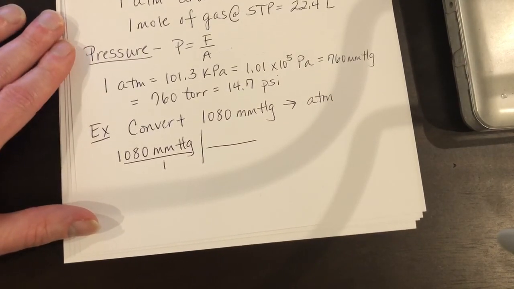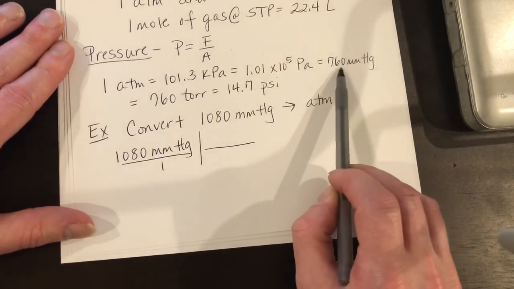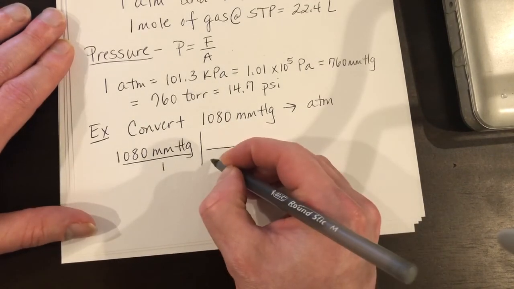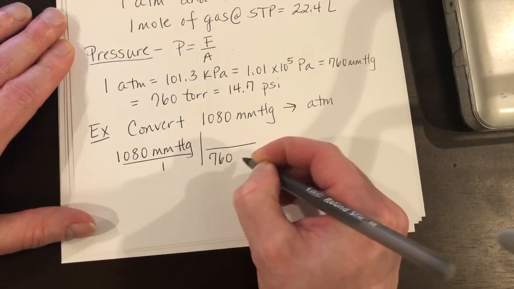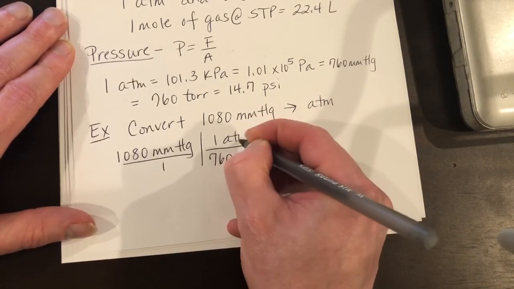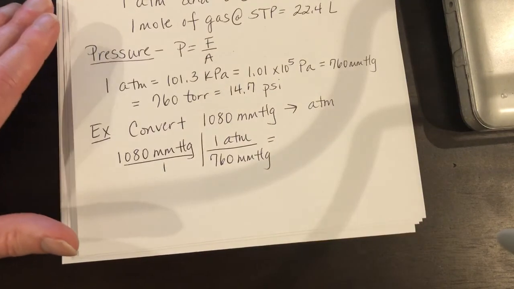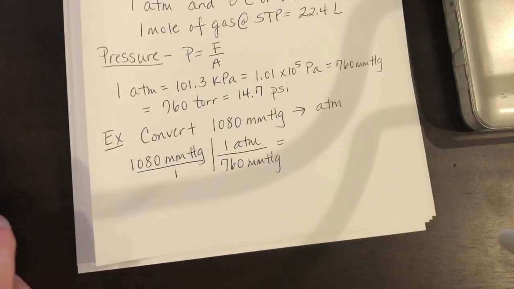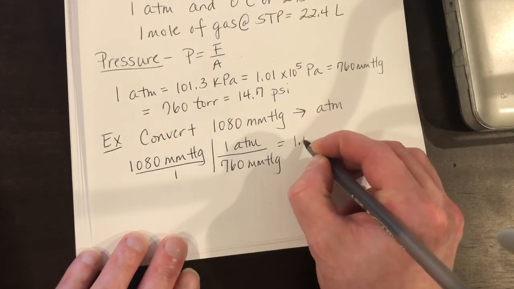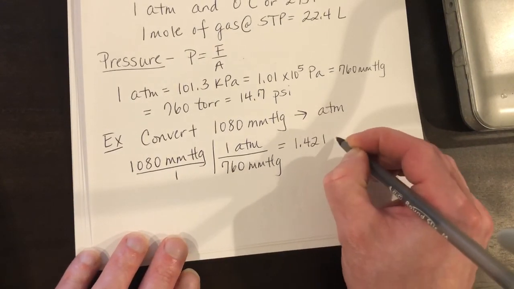Now, the conversion factor says that we're going to have 760 millimeters of mercury to 1 atmosphere. So we're going to do 760 millimeters of mercury, and our units should cancel diagonally like we did before. So we're just going to divide those two numbers, and I should get 1.421 ATM.